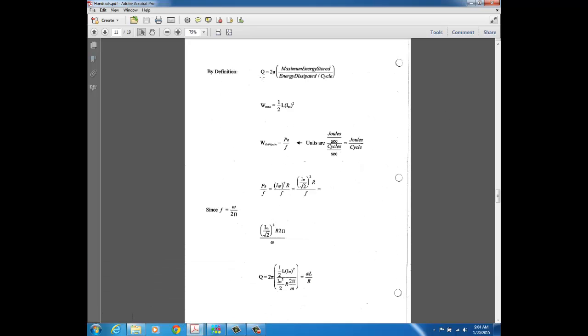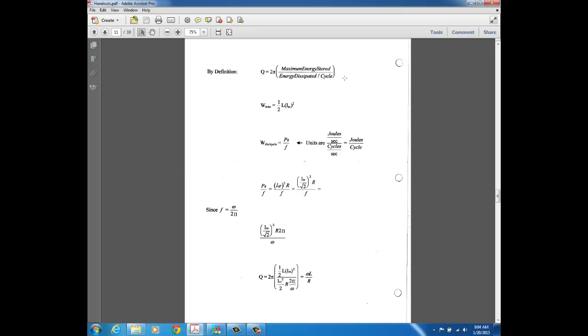So quality here, we use the symbol Q, and you can see here's the exact definition: 2 pi times the ratio of max energy stored divided by energy dissipated per cycle. But the way I like to think of quality is that it's an energy efficiency rating either for an inductor or for a filter. Basically it's energy stored divided by energy dissipated.